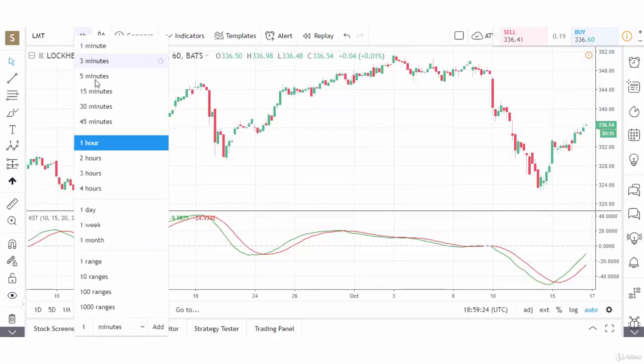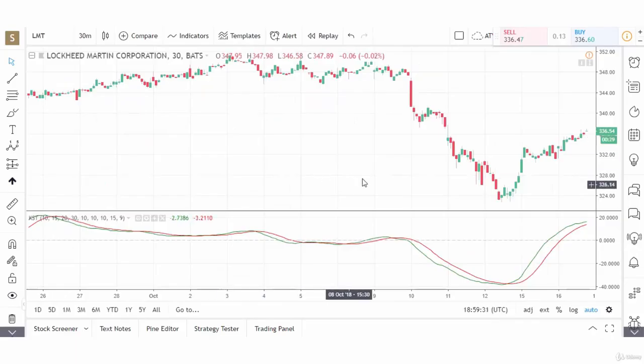Let's zoom in a little closer and see if the KST would have helped us on a 30-minute chart. And here we can see if we were following the 30-minute chart, we get that cross down a little bit earlier below the 0 level, which would have warned us that a possible downtrend was coming in the stock. And we get a nice move down on the 30-minute chart when the KST crosses below 0 again.